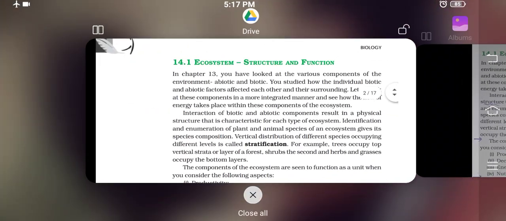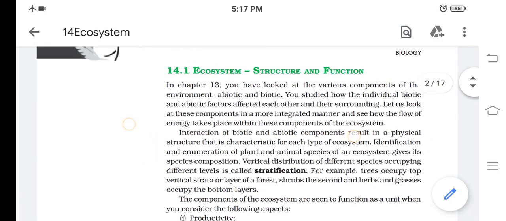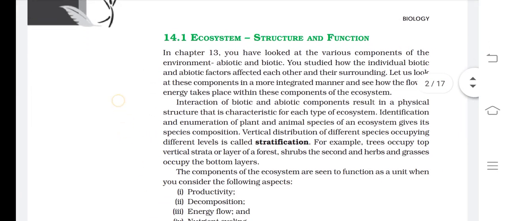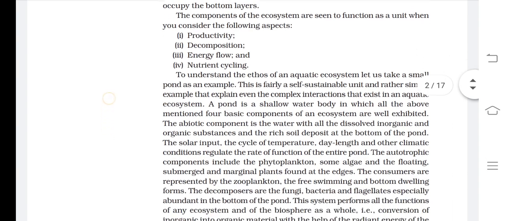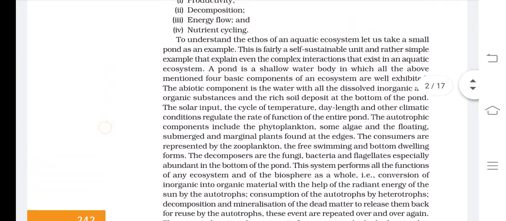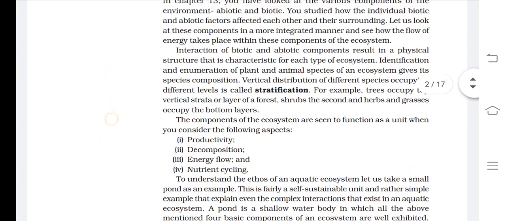Now we will see the PDF. See, ecosystem structure and function. So the whole question is completed, but this question is important for the one liner question.